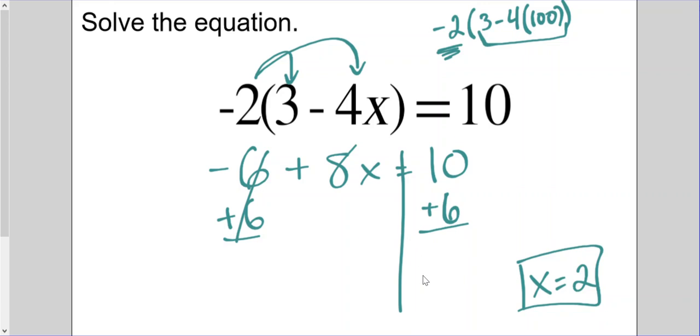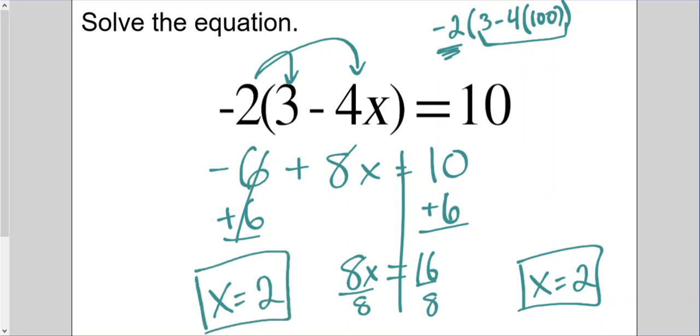That cancels out. That gives us 16 equals 8x. And then we divide by 8 on both sides, and x still equals 2. Again, you can check this by just plugging it back in and making sure that that really works. You plug in the 2 there, and it should give you 10 when you follow order of operations there.